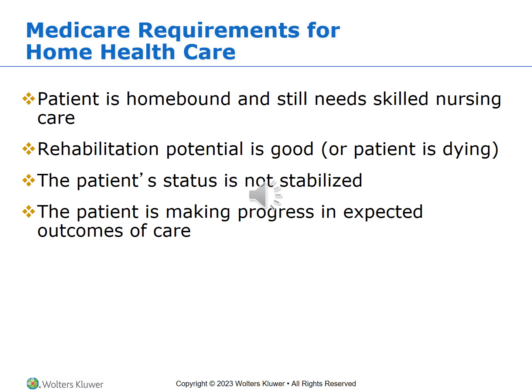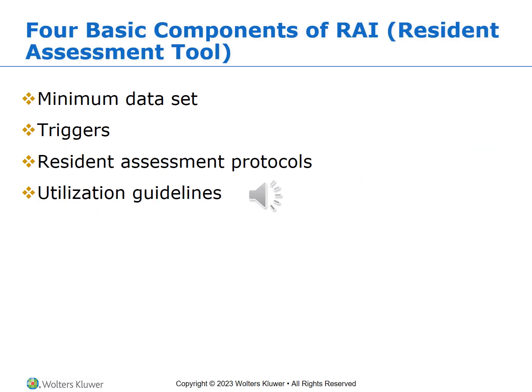So guidelines for Medicare with home health care. The patient is homebound but still requires skilled nursing care. They have good potential for rehab or they're dying. They are not stable, but they are making progress to obtain the outcomes listed in their care.